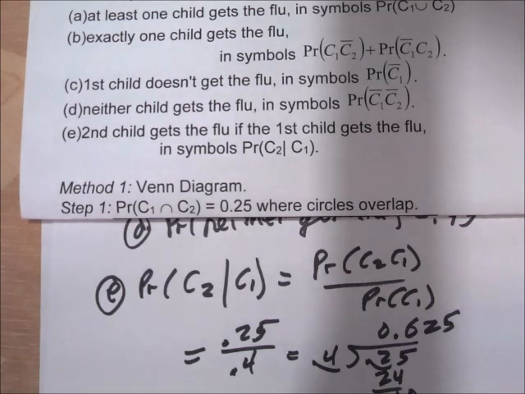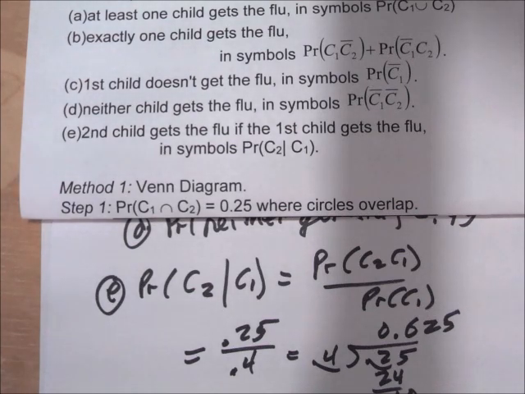So because the conditional probability of 0.6 something is different from the original probability of 0.4, we say that the first child's getting the flu is not independent, or is dependent, on whether the second child gets the flu, and vice versa. Whether the second child gets the flu is dependent on whether the first child gets the flu. So these are dependent events.